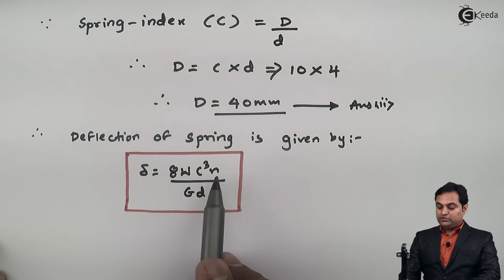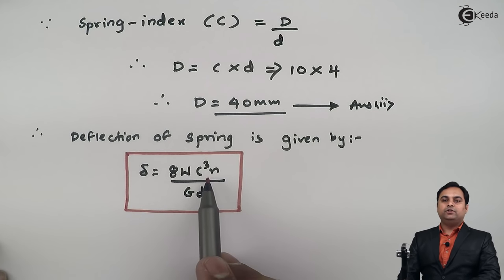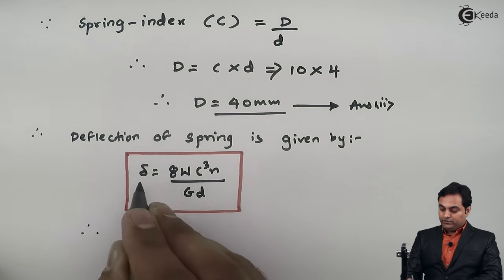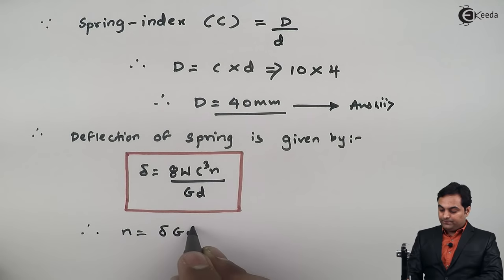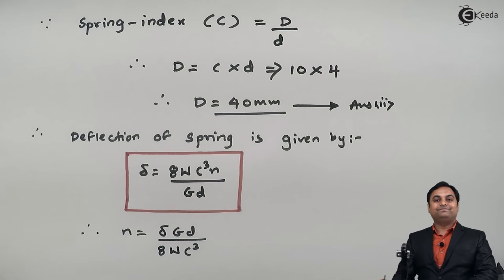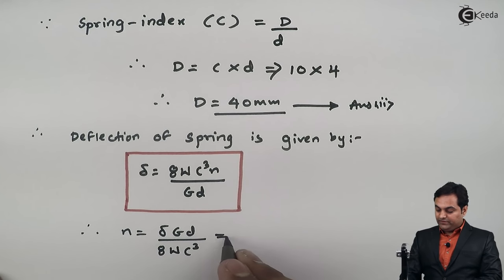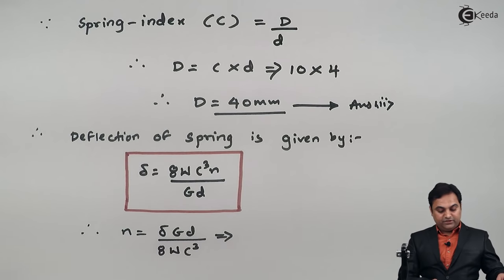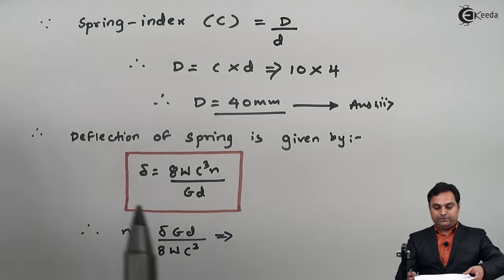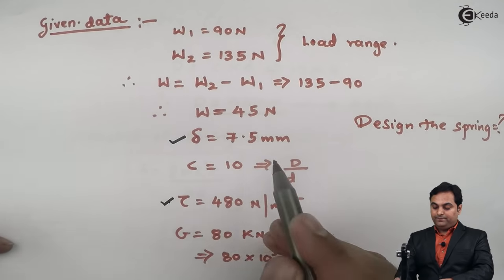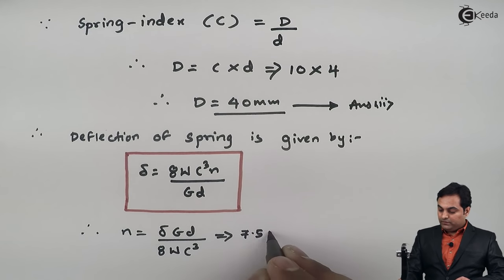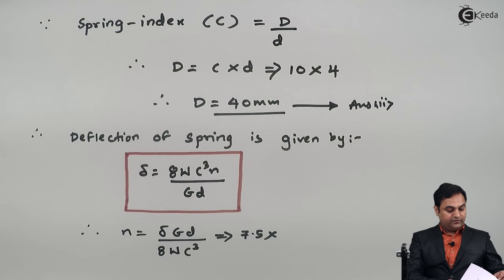In this formula, small n indicates the number of active coils, so that we can find it out. Here I'll write down, therefore small n will be equal to deflection, GD will get multiplied. In the denominator here I have 8W into C cube. So next I'll go on putting the values. Deflection is given in the question. Deflection was 7.5 mm. So here 7.5.